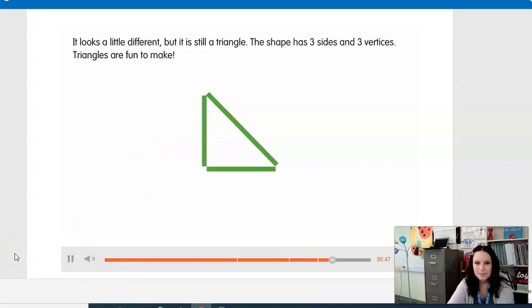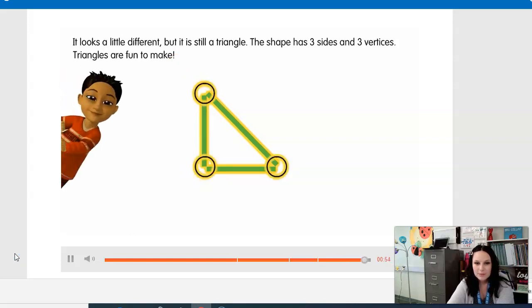It looks a little different, but it is still a triangle. The shape has 3 sides and 3 vertices. Triangles are fun to make.